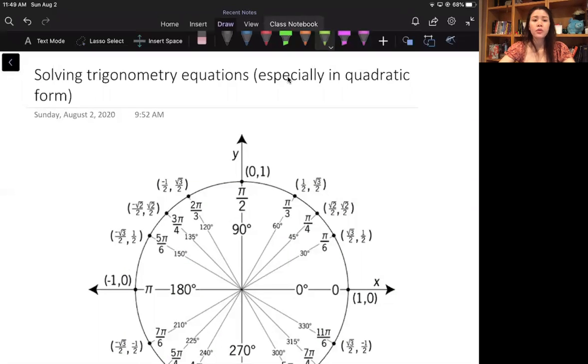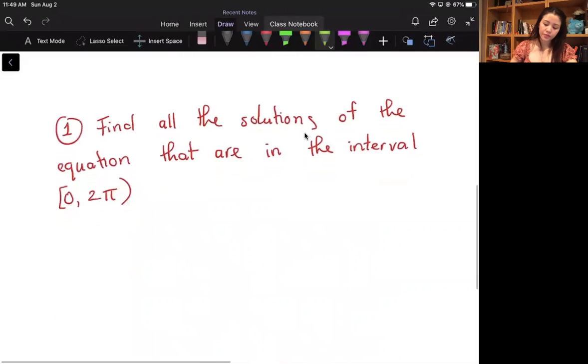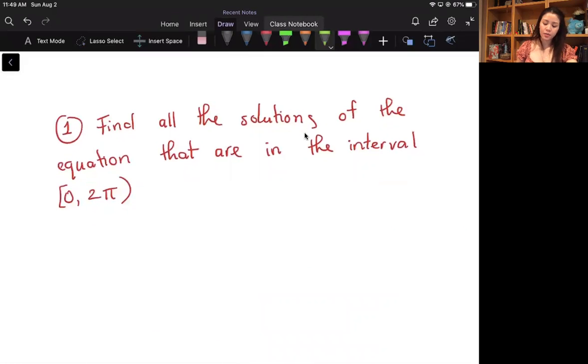Hi, today we will walk through some examples of how to solve trigonometry equations, especially in quadratic form. Okay, so let's go to the first example. I want to find all the solutions of the equation that are in the interval from 0 to 2 pi. Zero is included, but 2 pi is not included.